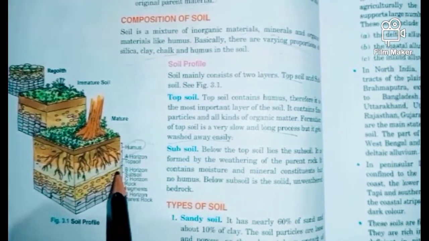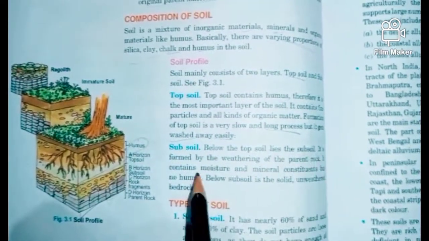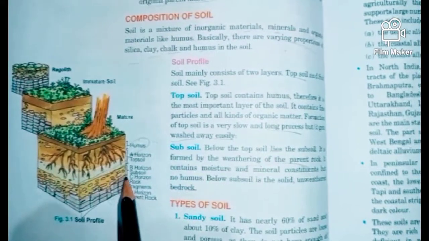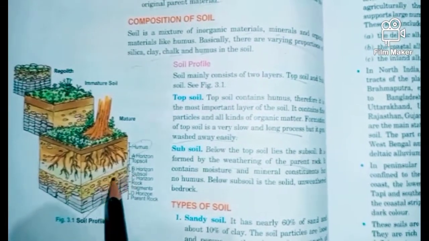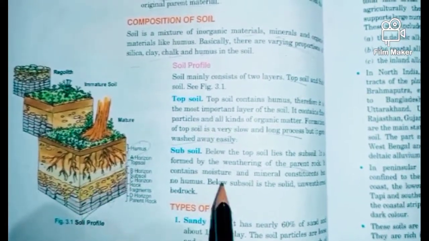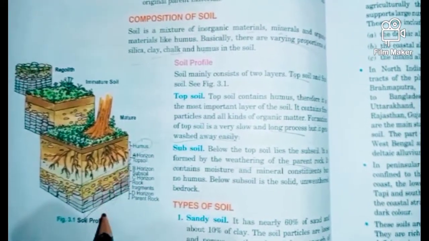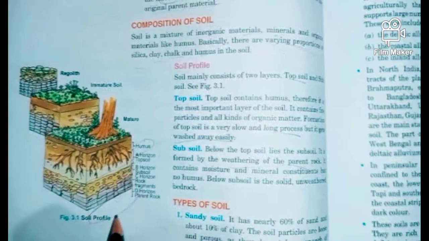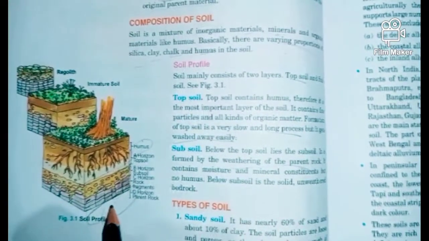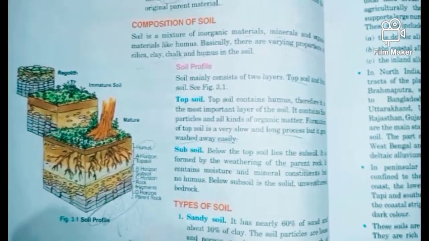Now below the topsoil we have the second part, called subsoil, and this subsoil is generally formed by weathering of parent rock. Here we can see at the bottom these are parent rocks. Parent rocks are broken and formed into soil, and it contains a bit more moisture than minerals. But there is no humus in the subsoil. Below the subsoil there are unweathered rocks, or bedrocks. So this is how the soil layer is formed, which is called the composition of soil.